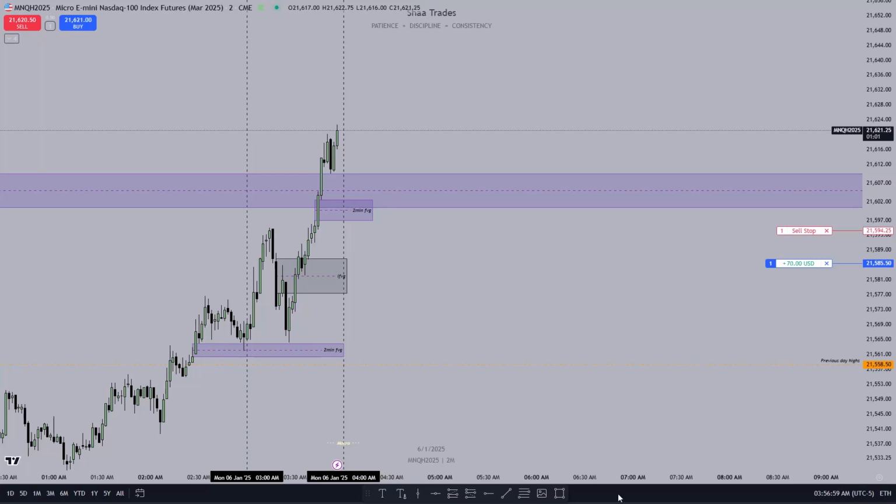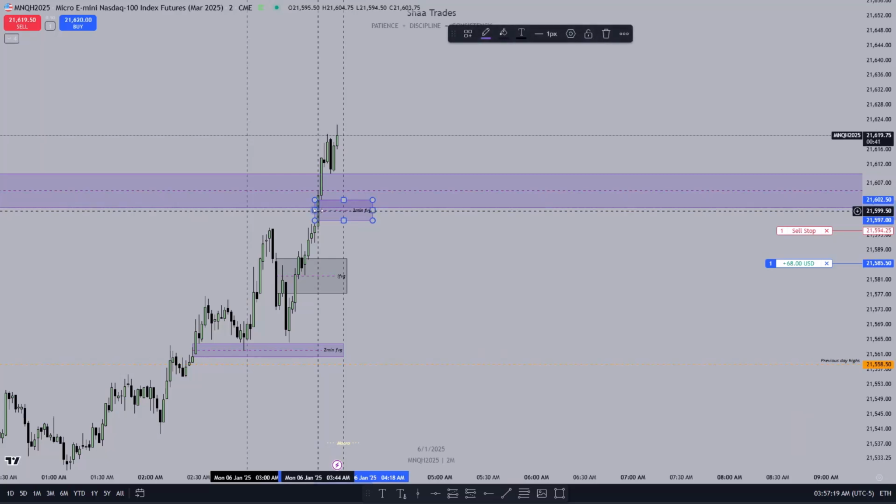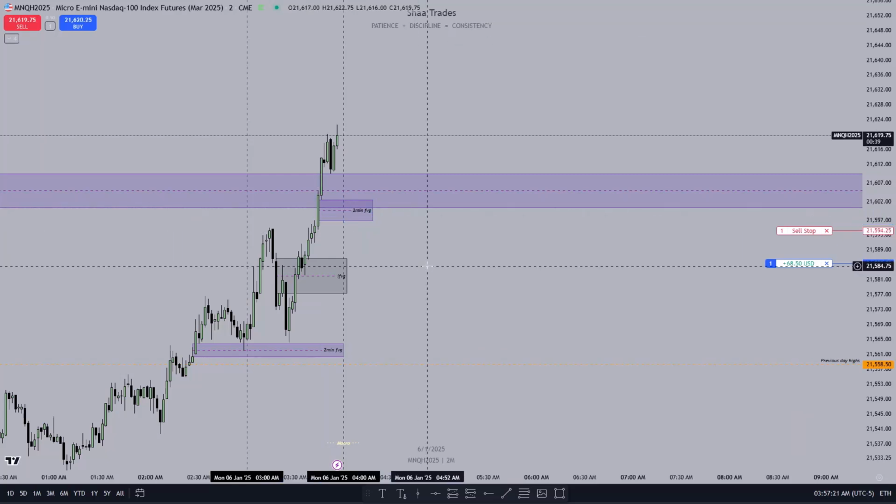If I wasn't in a trade, I wouldn't be looking for anything right now. Price is way too high for me to look at anything. But I already took profits off the table, and this is just my runner, so I'm going to let it do what it does, right? I'm going to let it run.